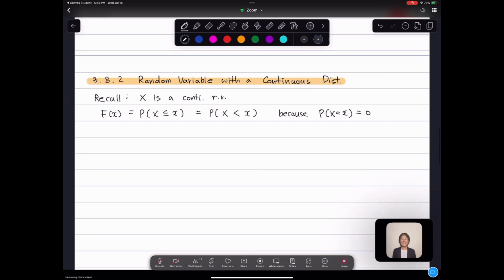Now I want to go to the other part, the opposite of this, the probability that your x is greater than some number x, or greater than or equal to, doesn't really matter.